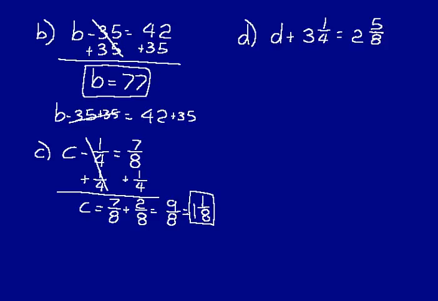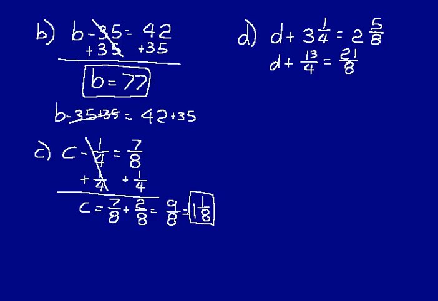Let's do one more. D plus 3 1/4 equals 2 5/8. Now, in this problem, we have some mixed numbers, so it's a good idea just to go ahead and change those into improper fractions first. And so we'll have D plus 13 over 4 is equal to 21 over 8.